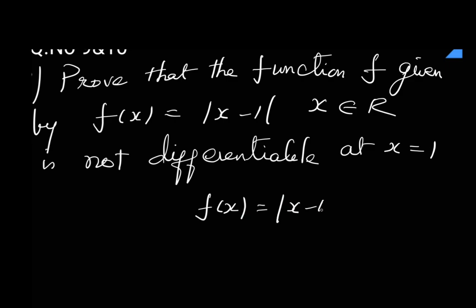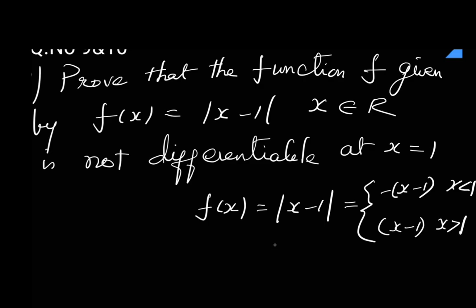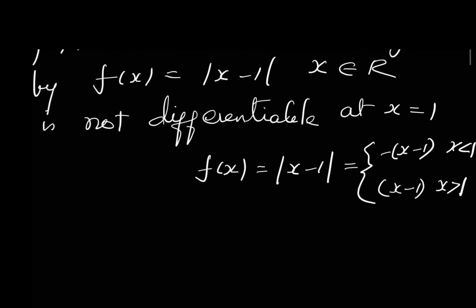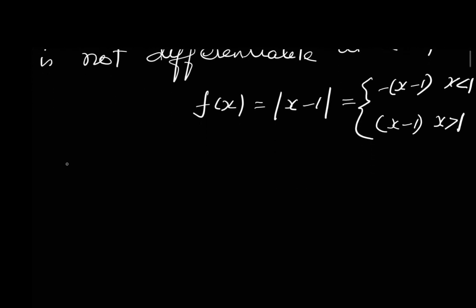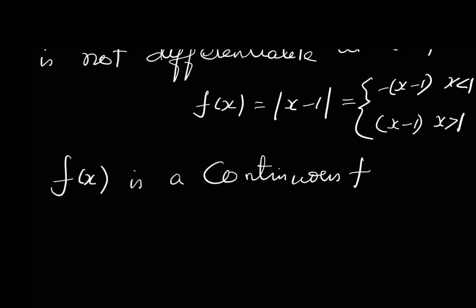definition of modulus x minus 1. This is equal to minus of x minus 1 for x less than 1, and plus x minus 1 for x greater than 1. This is how we define the modulus of x minus 1. And also this is continuous. f of x is a continuous function.